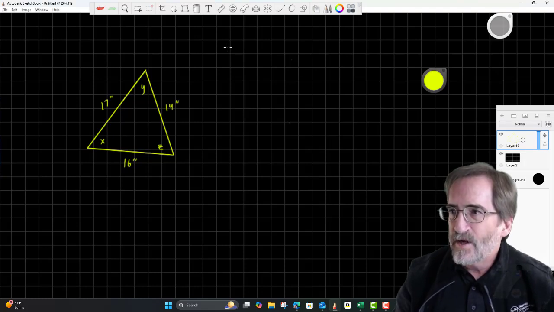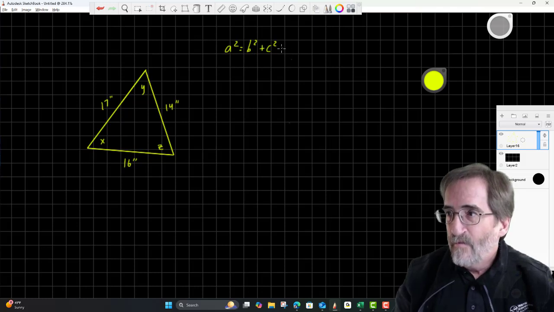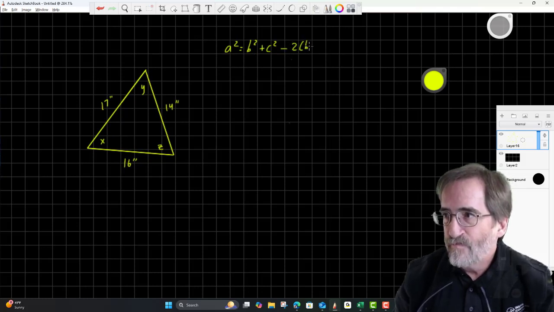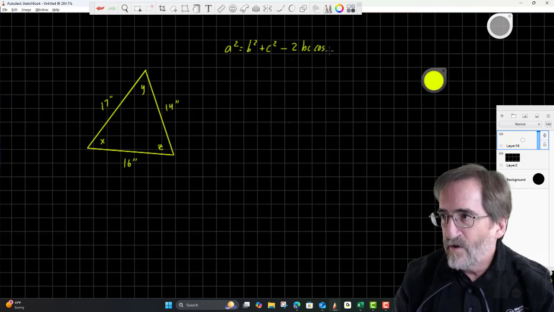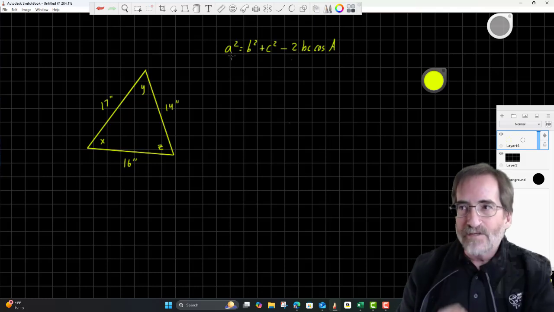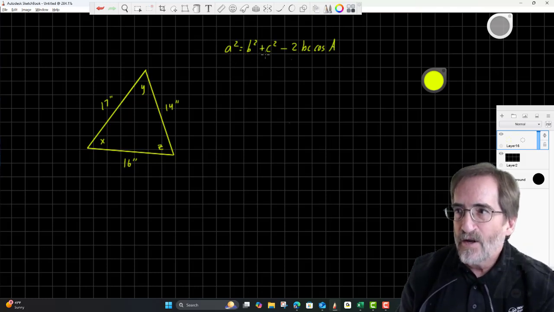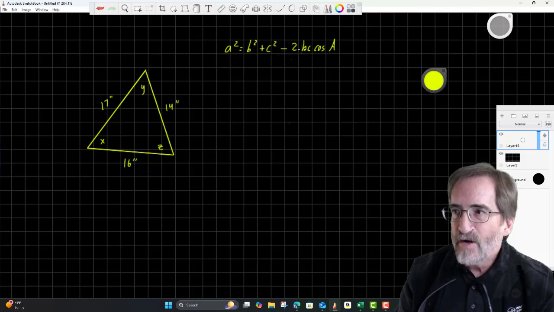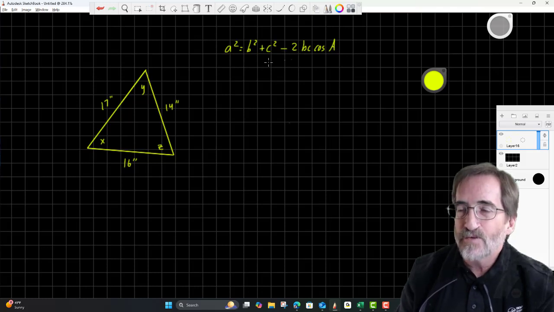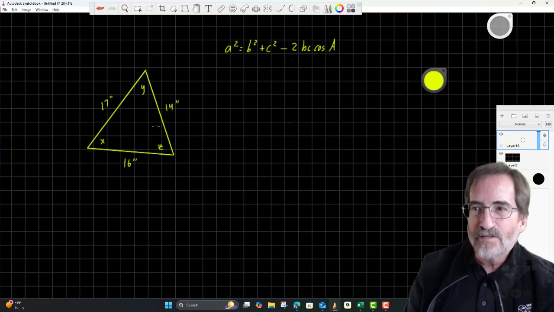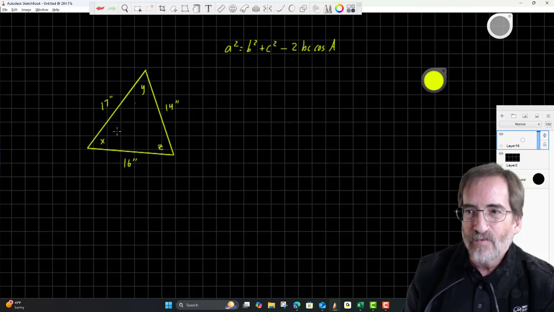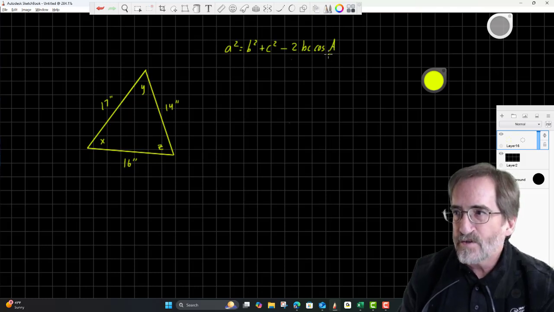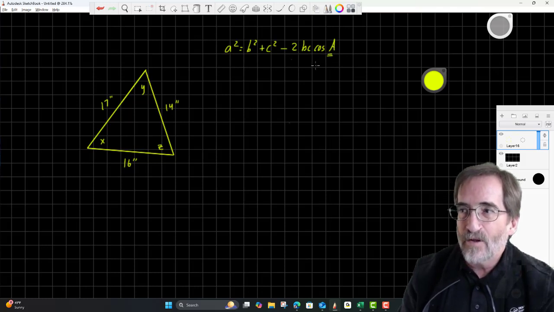You remember the law of cosines is a squared equals b squared plus c squared. Well, here it looks like the Pythagorean theorem, right? Minus 2bc cosine of A. That is, a side squared is the other two sides squared and added, minus 2 times the product of those two sides times the cosine of the angle between them. In this particular case, what's unknown are the angles.